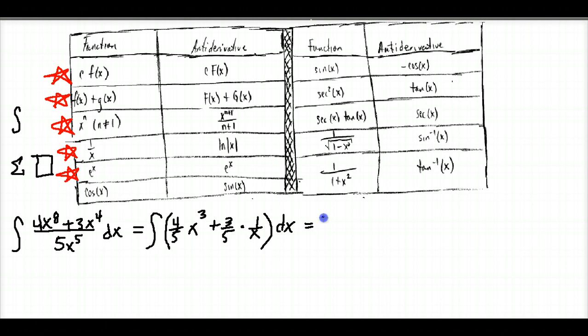So using what we had from above, we could come here and single out our constant. And since we have two functions being added to one another, we can take the integral of each.